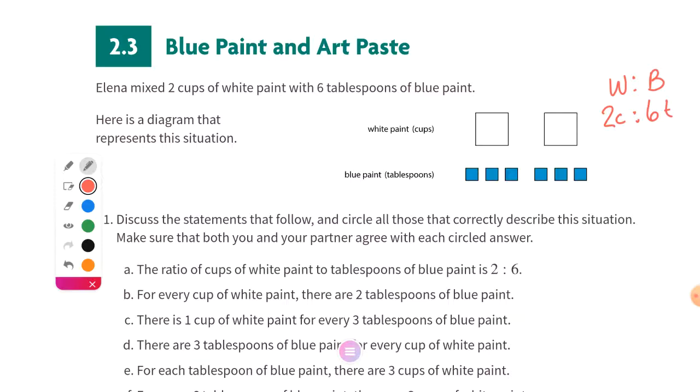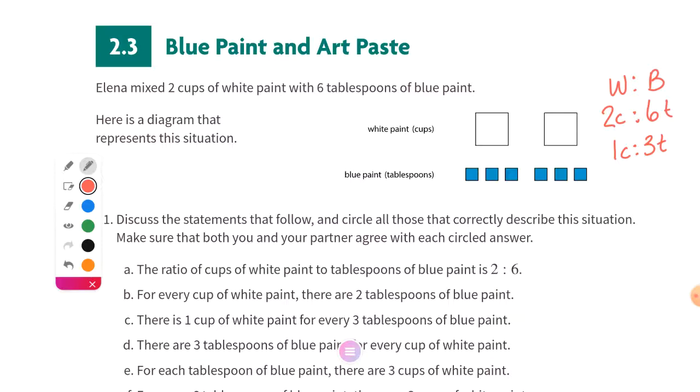If that was your final answer, if it asked what is the ratio of white to blue paint, is that a good final answer? Why not, Emmy? Yeah, it could be simplified to what? 1 to 3. So I'm going to put 1 cup to 3 tablespoons. And again, that's not the proper abbreviation for tablespoons. Just putting something there to keep us on track.